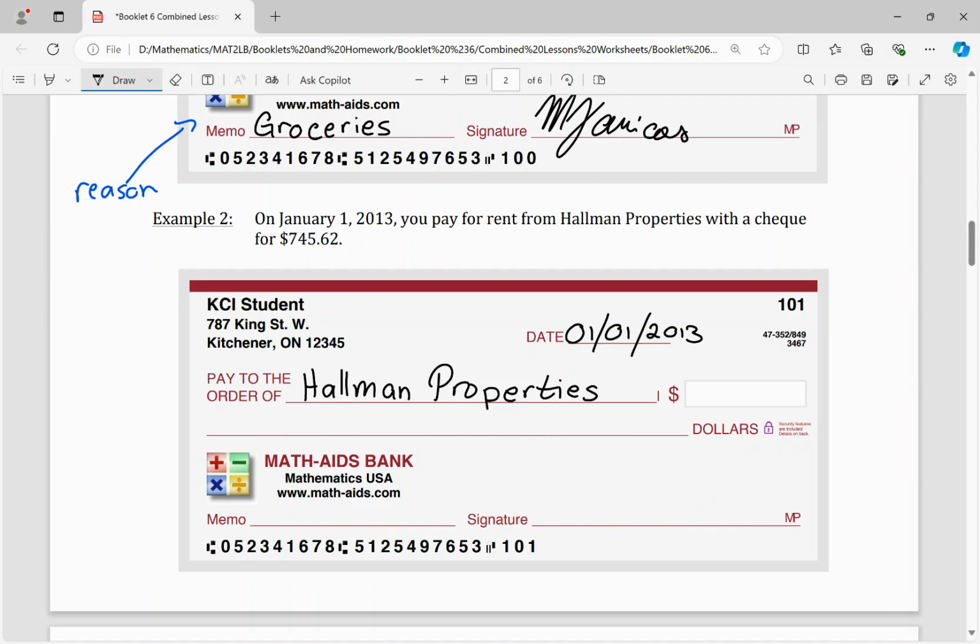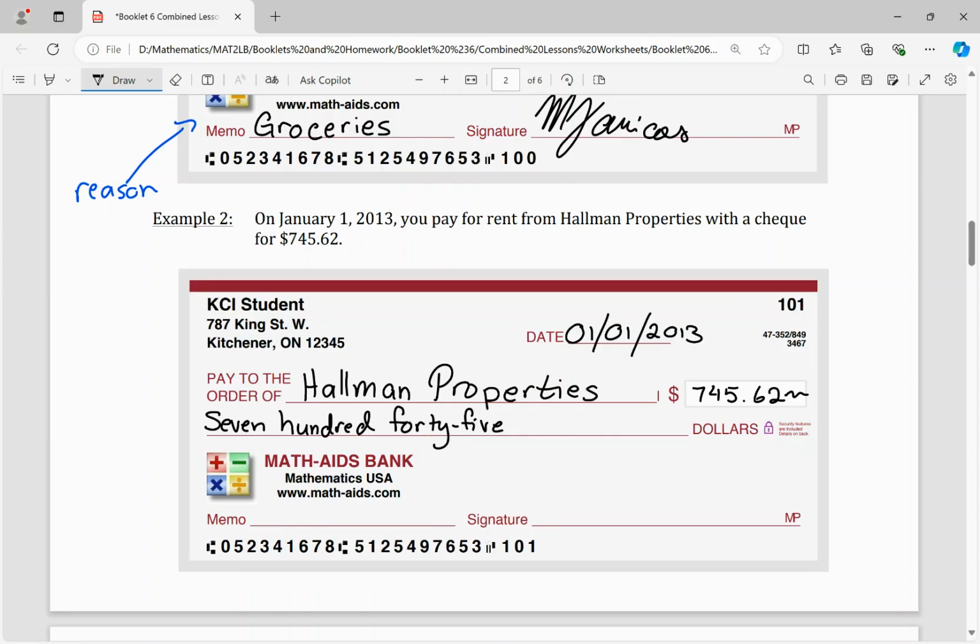All right, the amount of dollars in numbers is $745.62. Again, do everything you can to be neat. If you have any excess space next to your dollars, just cover that in a line. And then we need to write this in words. So that is 745. Okay, so all of the dollars in one statement, 745.